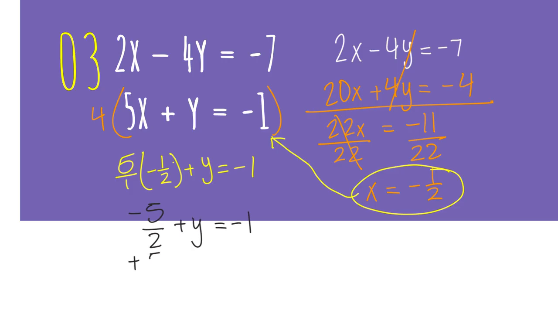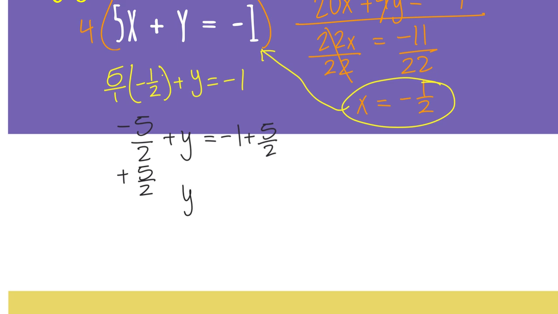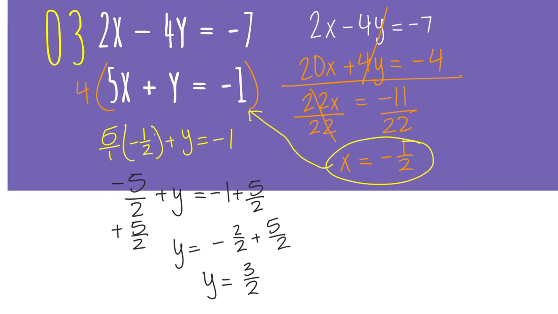I'm going to add 5/2. And keep in mind, you have to get a common denominator. So I'm now going to have y equals -2/2 plus 5/2. And I'm going to end up with y equals 3/2. So I have my x, I have my y, writing my answer. It's going to be in parentheses x first, -1/2, comma, 3/2, close parentheses, and this would be my answer.